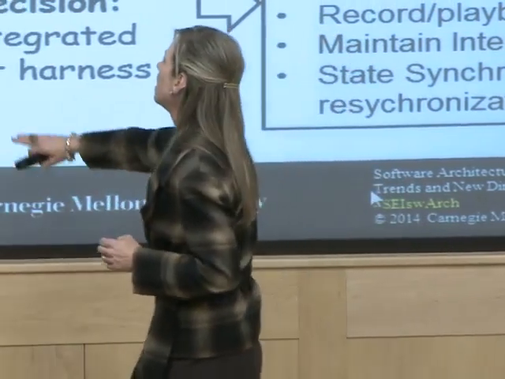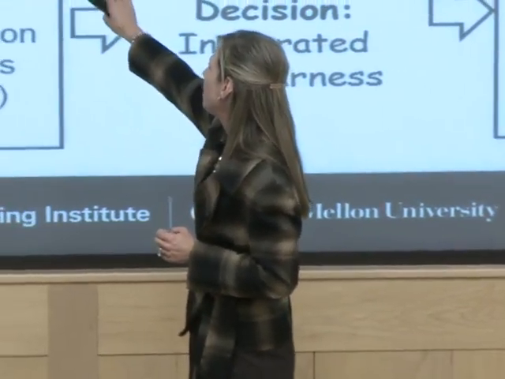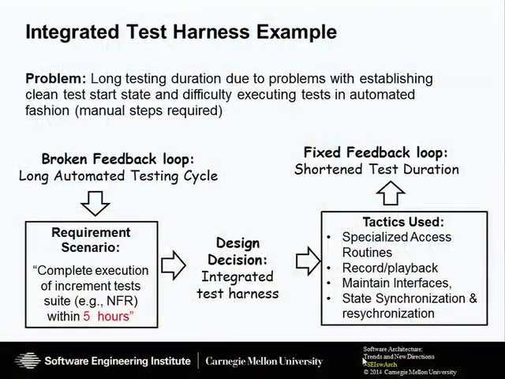So if we start from the beginning of the feedback loop for this example, this is our good old integrated test harness example. If we start with the broken feedback loop situation where we've got the long automated testing cycle, we then have a requirement that better specifies that: need to complete execution of incremental tests within 5 hours. The decision is this integrated test harness. It doesn't really allow us to get down to where we can determine whether we can meet this criteria.